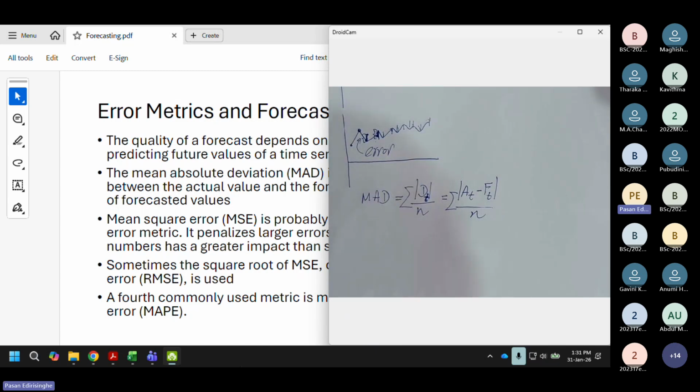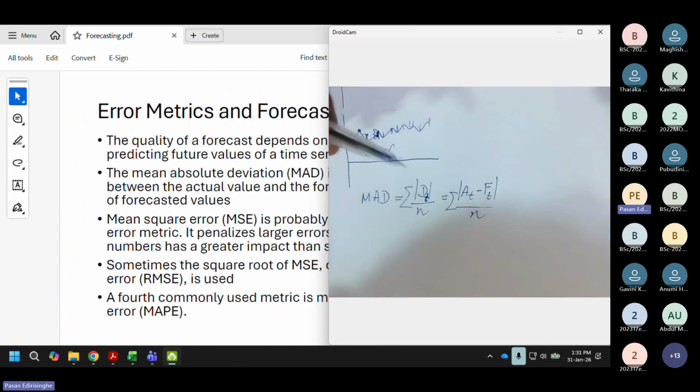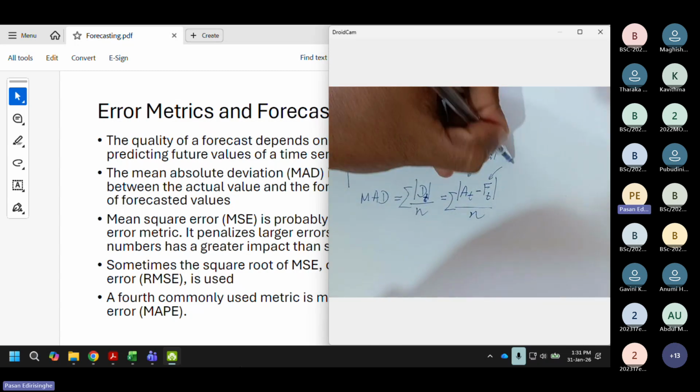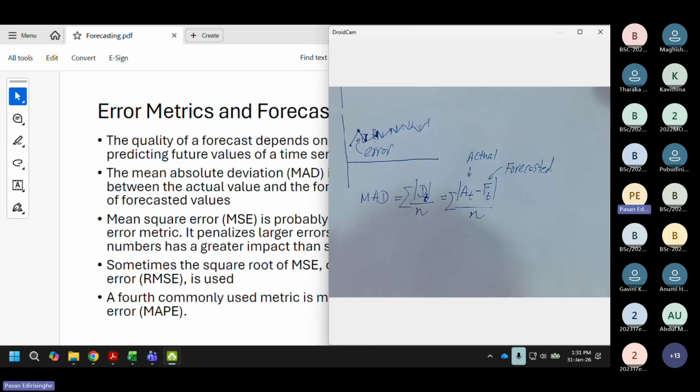So we can have our observed deviations; these are our deviations, right? So A_t is the actual and F_t is the forecasted. Based on that, taking the total deviation as an average, we can use that as our mean absolute deviation measurement, to get some idea about what type of error we can have there.